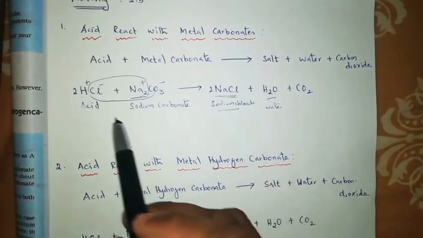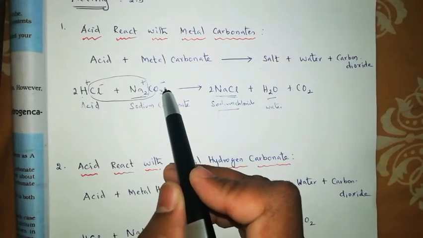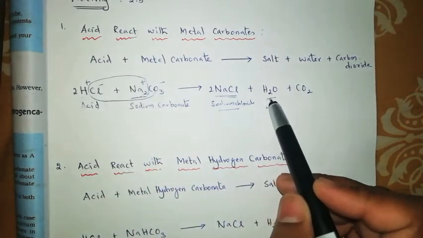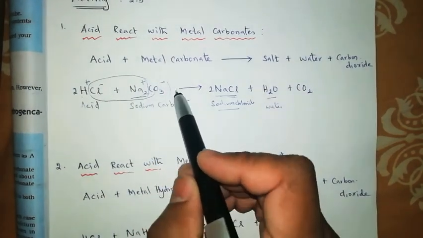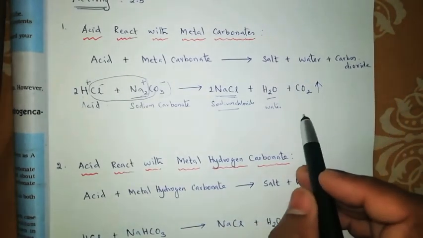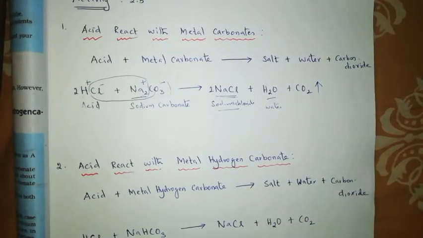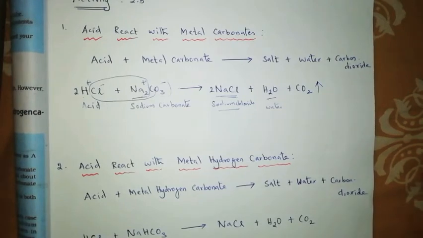And what are the other products? Water: H plus and one of the negative oxygens combine to form H2O, and the remaining is carbon dioxide, CO2, and this comes out as an effervescence. Effervescence is nothing but something which comes out, fizzing out like anything. If you see milk boiling, immediately it boils out and comes up, right? That is how effervescence looks.